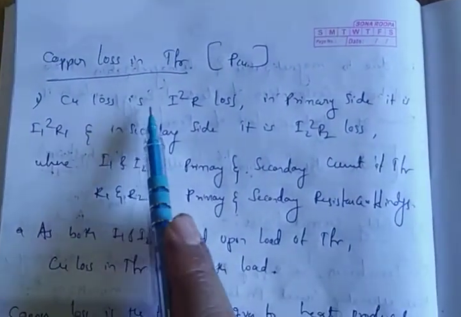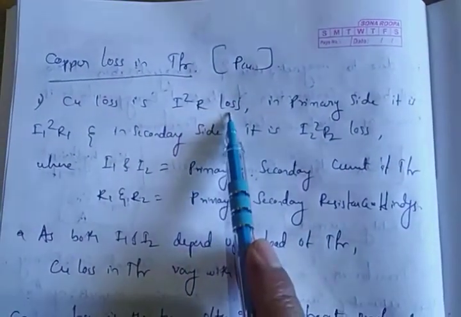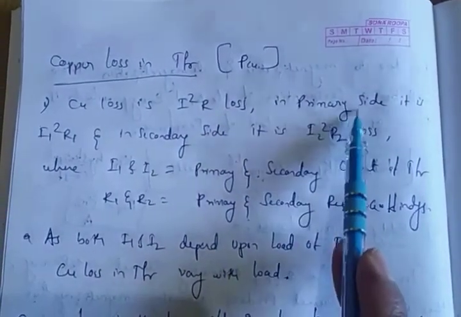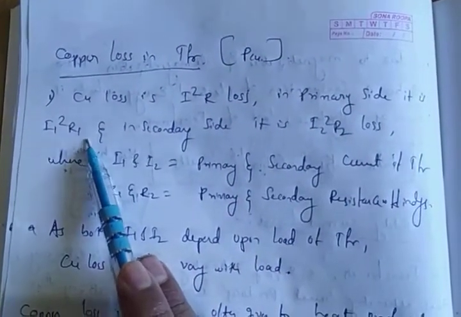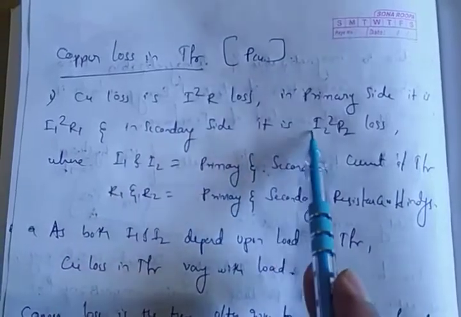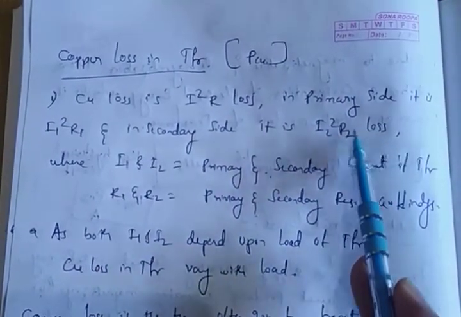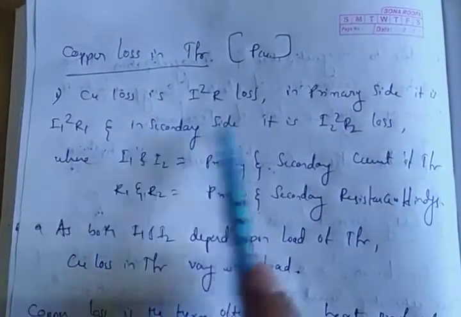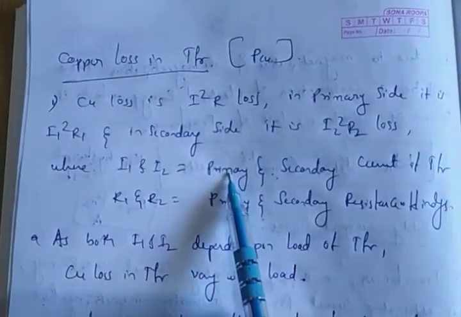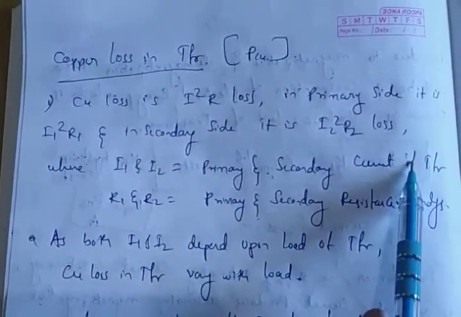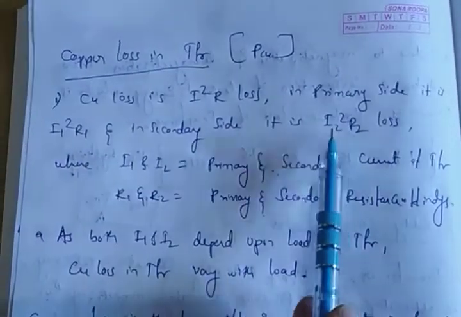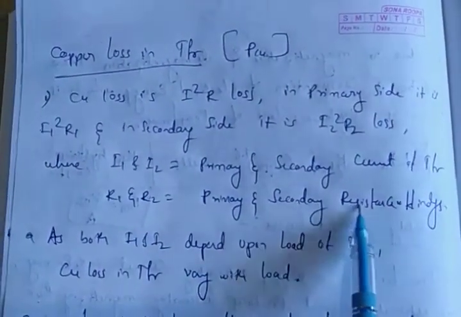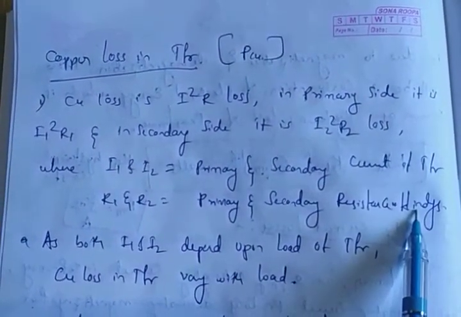The next losses are copper losses, that is variable losses, or I square into R losses. In the primary side it is I1 square into R1, and in the secondary side it is I2 square into R2, where I1 and I2 indicate the primary and secondary currents of the transformer, and R1 and R2 indicate the primary and secondary resistances of the windings.